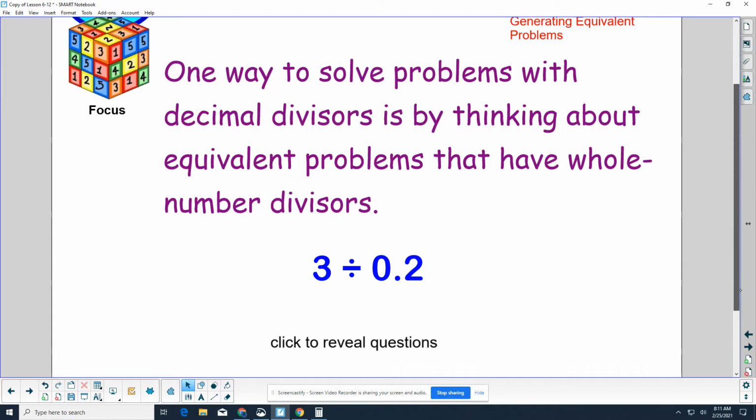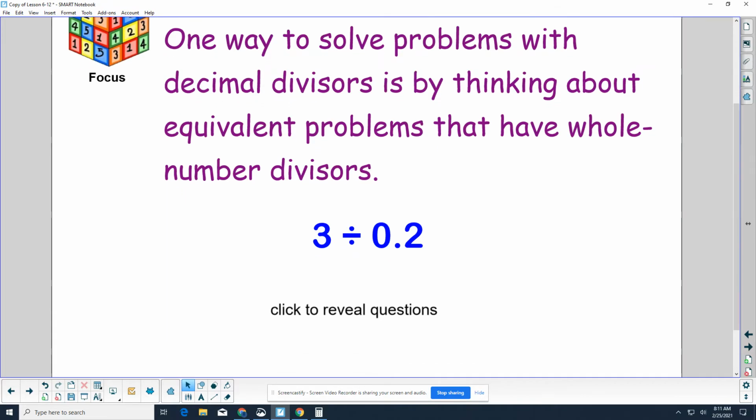One way to solve problems with decimal divisors is by thinking about equivalent problems that have whole number divisors. So I want you to pause the video, and on your marker board or paper, I want you to think about how you could write this problem as an equivalent problem. So pause now.